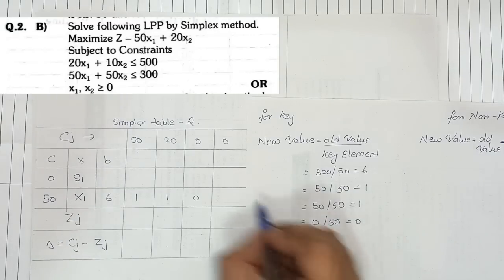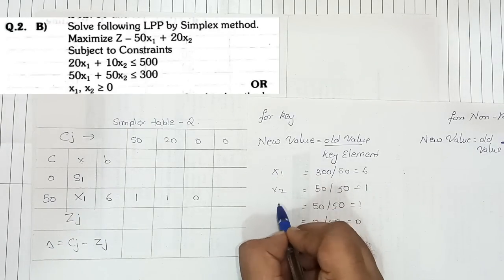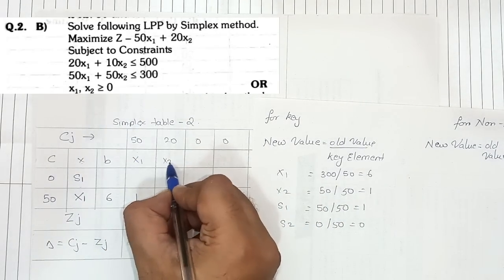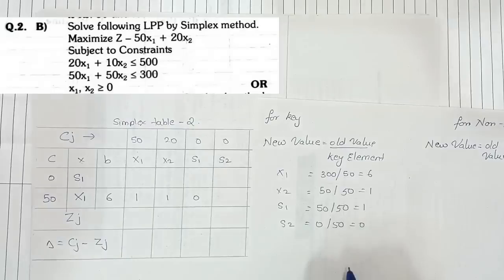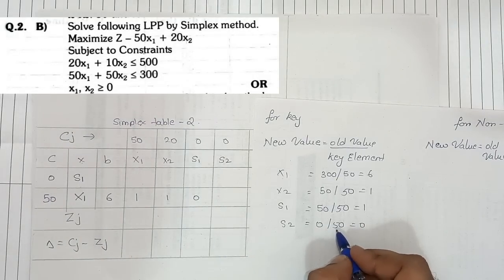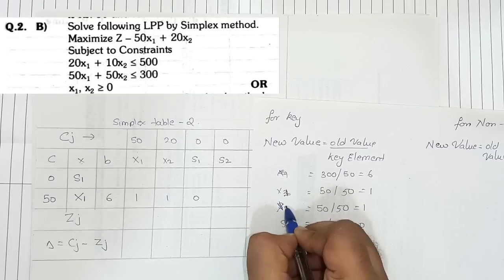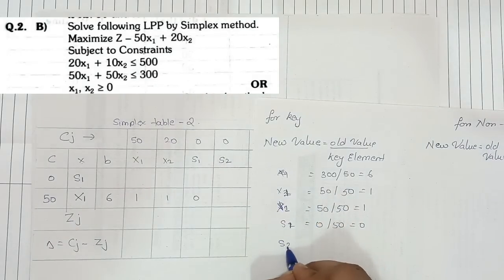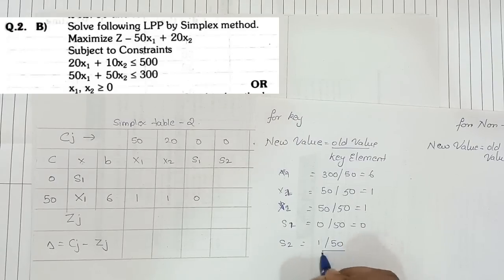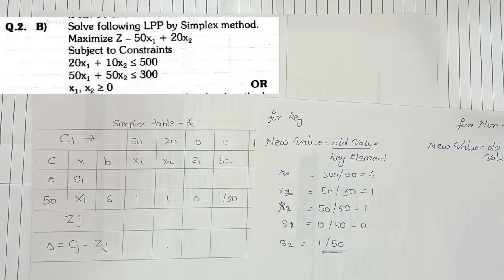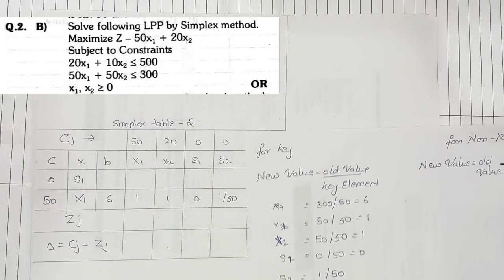And for the last, basically this was x1, x2, s1, and now for s2, I'll write here, this is x1, x2, s1, s2. For s2 the value was 1. So 1 divided by 50, we keep this as 1 divided by 50 as it is. We can keep those values in fraction form. So for the key row we have changed all the values.